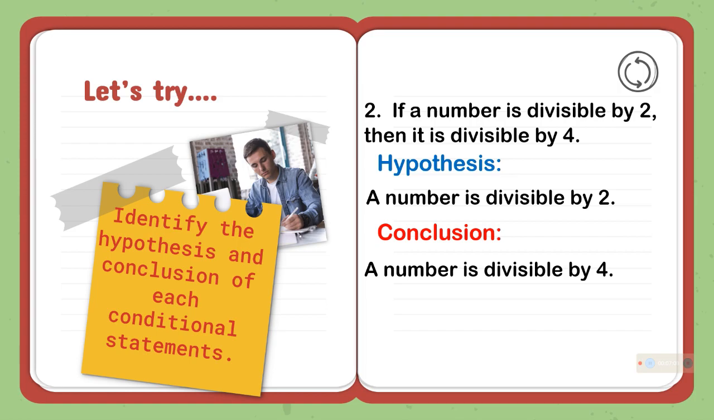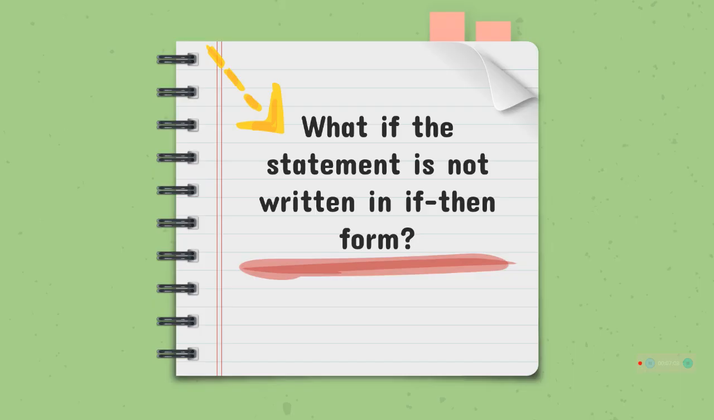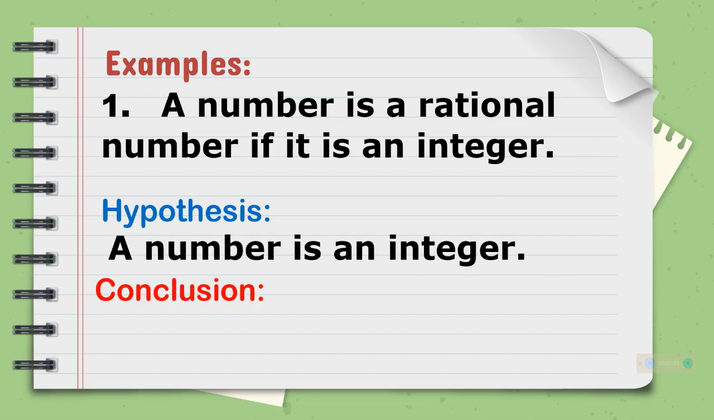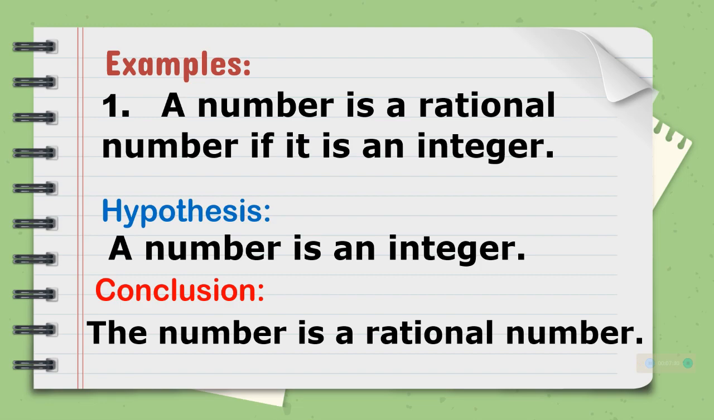Okay, any question? So what if the statement is not written in if-then form? How are we going to determine the hypothesis and the conclusion? Here we have, a number is a rational number if it is an integer. What will be our hypothesis here? That's correct. The hypothesis is, a number is an integer. How about the conclusion? Correct. A number is a rational number.